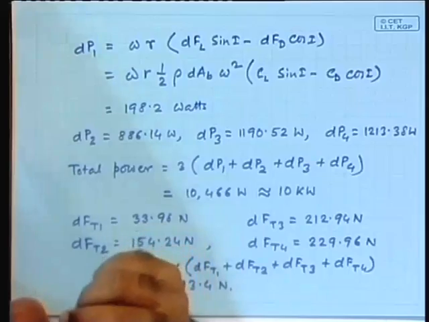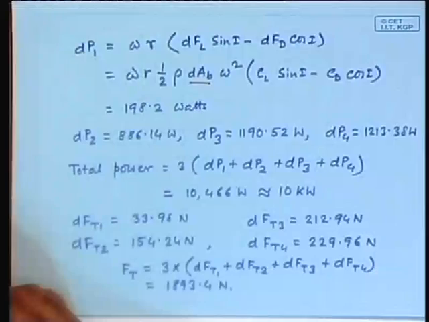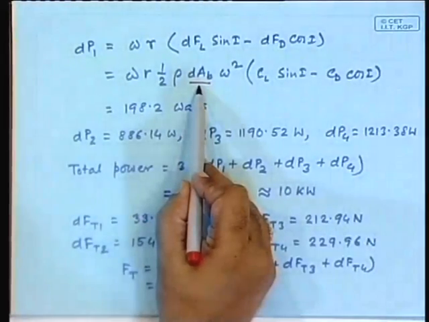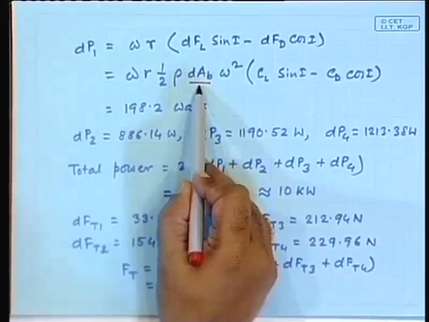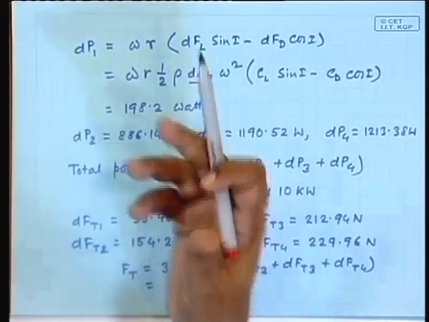Since that is so, then how to avoid that? No, the reason for the pitch angle variation is not that. I'll come to that. But logically, in the expression, you find that there is a term here, DAB. Can that be varied? Yes, that can be varied by changing the width of the blade from the inner edge to the outer edge, which means if the blade can be given a taper, then this problem can be avoided.